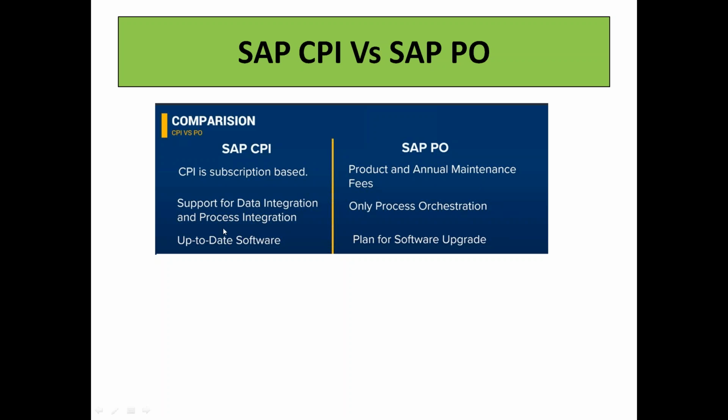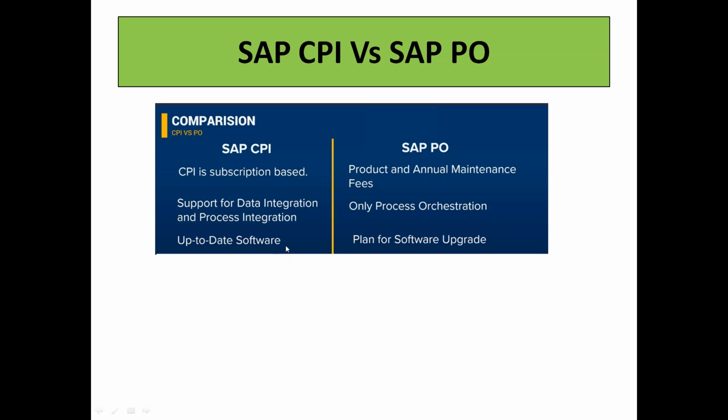So that was the key difference. Then support for data integration and process integration. Once you buy the 1 year annual subscription, no need to pay extra for the support and data integration in this CPI. Whereas we will get only for the process orchestration in the process orchestration.